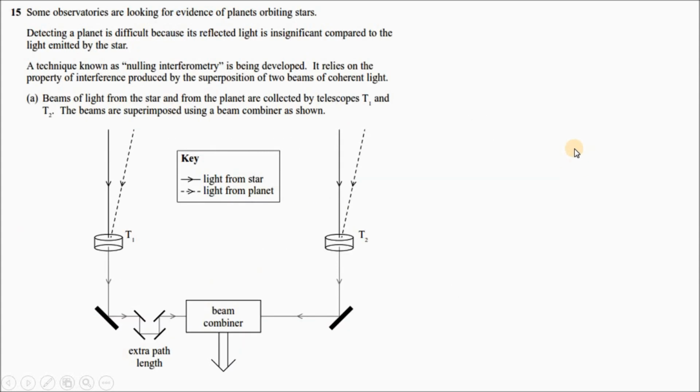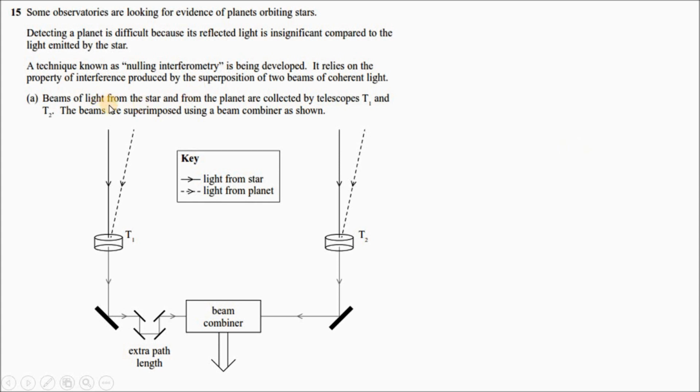Some observations are looking for evidence of planets orbiting a star. Detecting a planet is difficult because its reflected light is insignificant compared to the light emitted by the star. A technique known as nulling interferometry is being developed. It relies on the property of interference produced by the superposition of the two beams of coherent light.